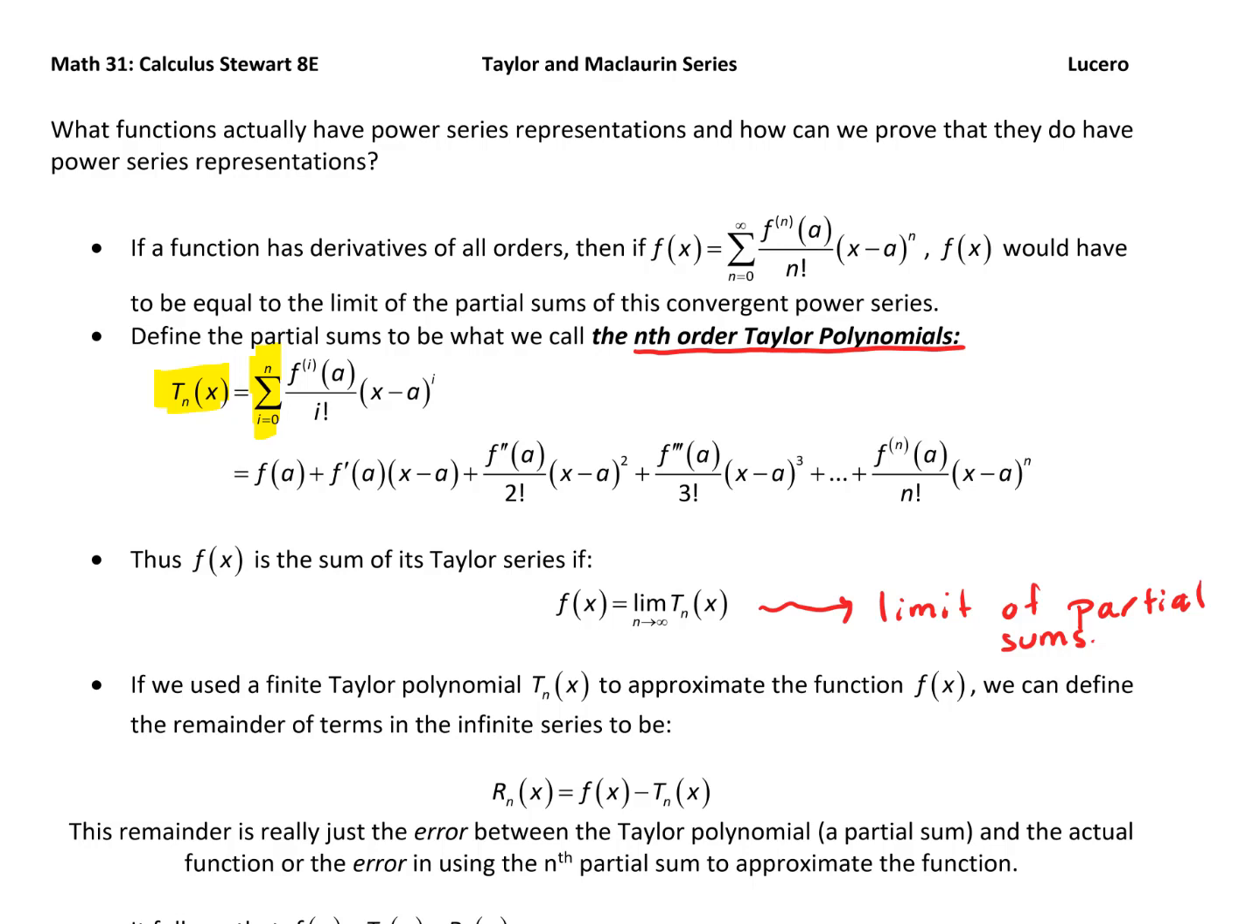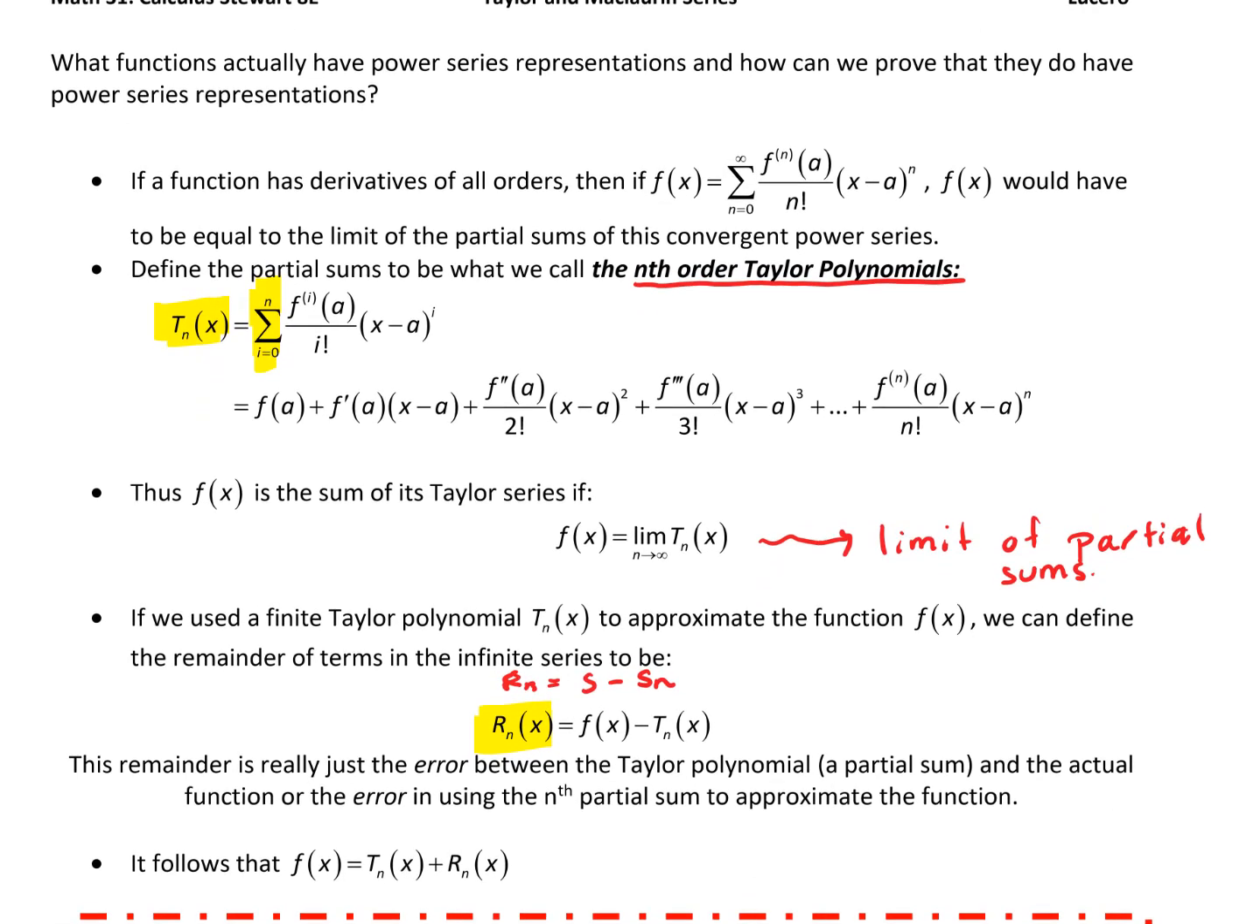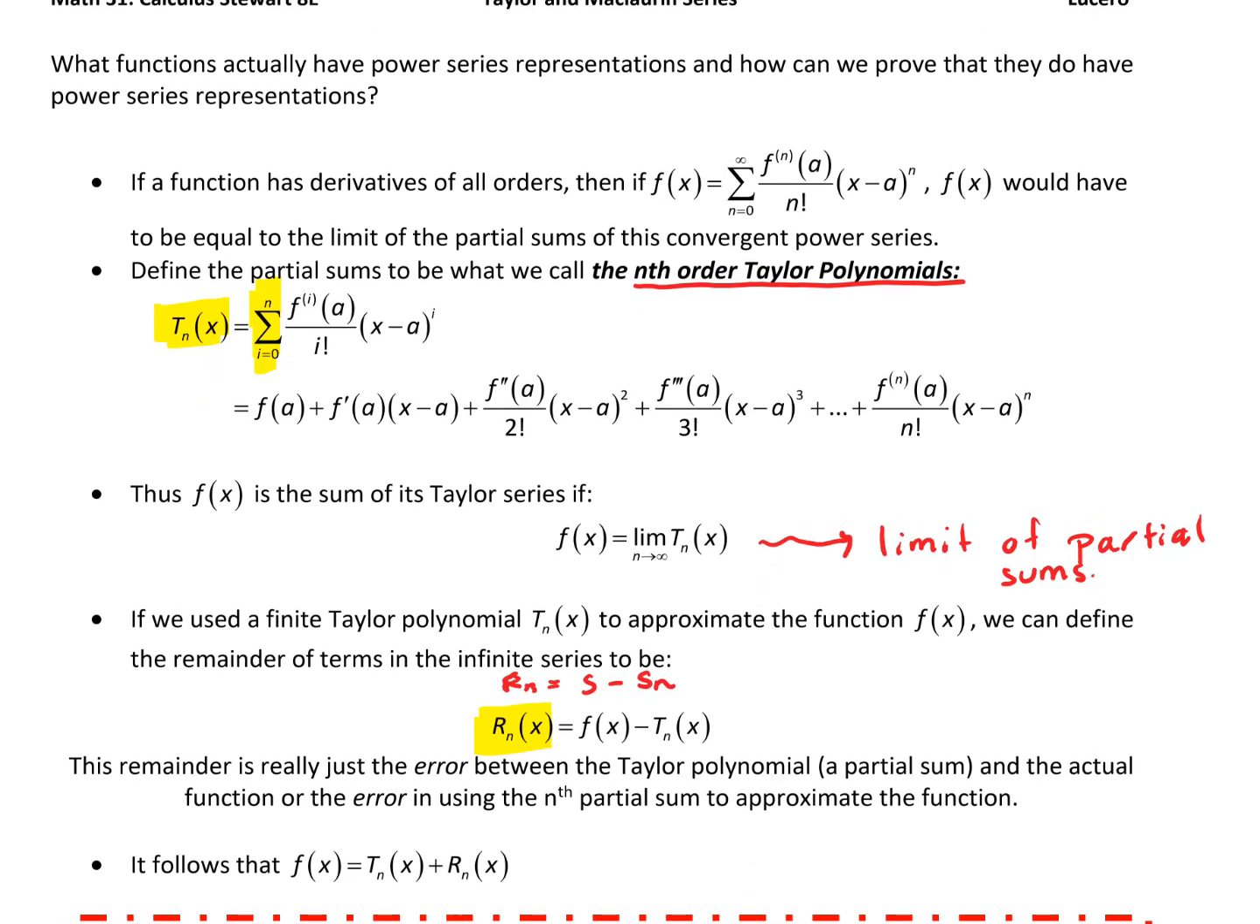We call that R sub n. If we've made an approximation with a partial sum, the remainder is the difference from the actual sum. Our remainder definition has always been this: the value of the sum minus the partial sum, but now we're talking about it in terms of Taylor polynomials. So that remainder is the error between a Taylor polynomial, a finite sum, and the actual function. It is the error in using the nth partial sum to approximate the function. And so the function itself must be equal to its Taylor polynomial plus its remainder. That's just how we define infinite sums.